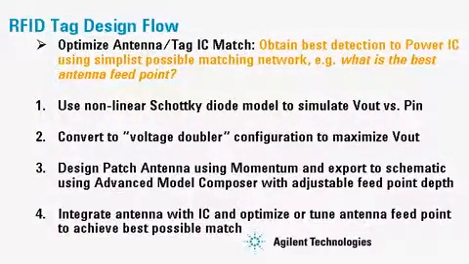To achieve our goals, we will follow this design flow. First, we will determine the output voltage characteristic for one diode and again for two diodes in a voltage doubler configuration. Next, we design a patch antenna using Momentum and export it to the schematic using the Advanced Model Composer, which allows for tuning and optimization without further electromagnetic simulation being required. Finally, using ADS, the antenna is matched to the circuit and optimized.